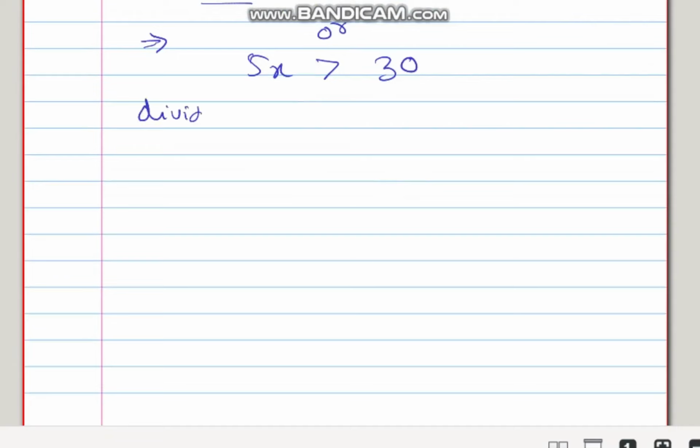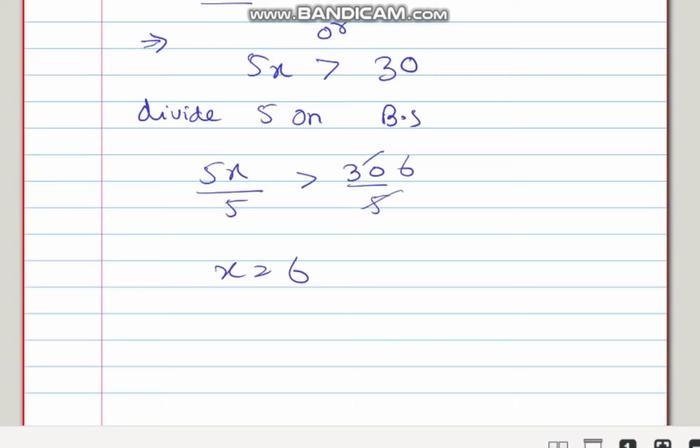Divide 5 on both sides. 5x divided by 5 is greater than 30 divided by 5, and I will get the solution. 5 divided by 5 cancels out, and 30 divided by 5 is 6. The inequality sign stays the same, so I get x greater than 6. This is from the first part, and I am writing the first part.